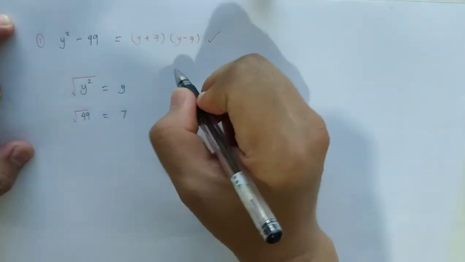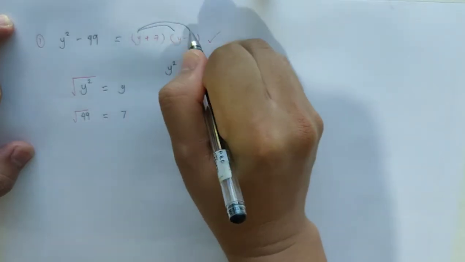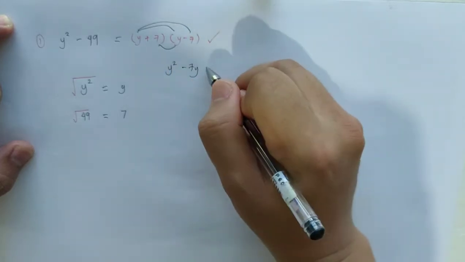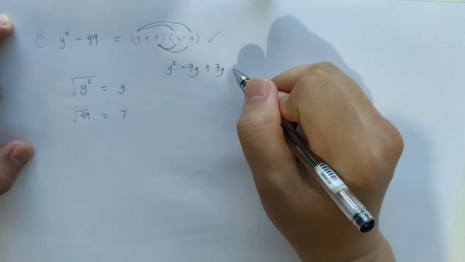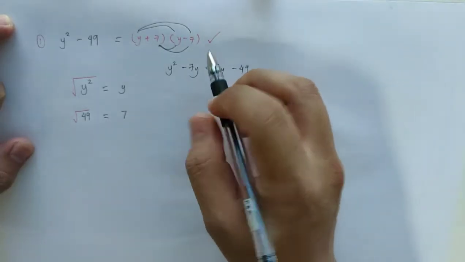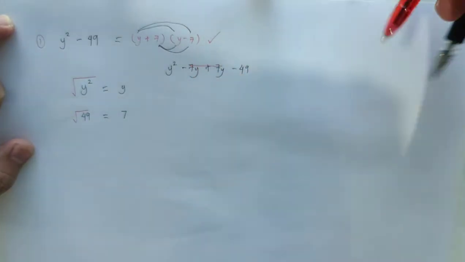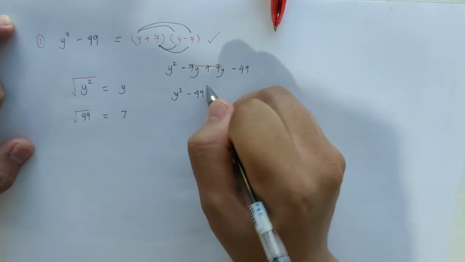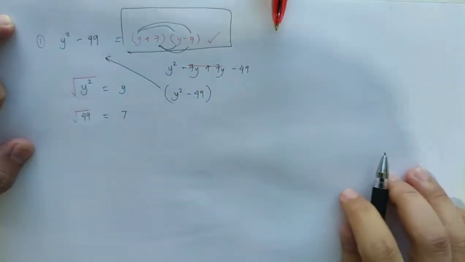So, y times y is y squared. Y times negative 7 is negative 7y. 7 times y is positive 7y. And 7 times negative 7 is negative 49. Since same lang to, and magkaiba ng sign, makakancel na yan. So, ang sagot ay y squared minus 49, same lang dun sa first example natin. So, ito yung pinaka-final answer.